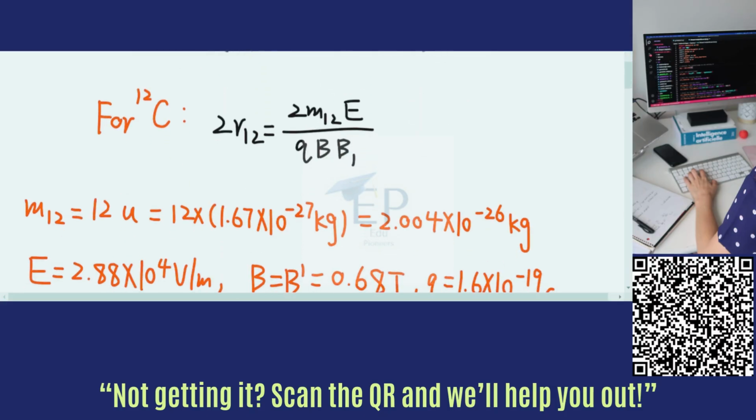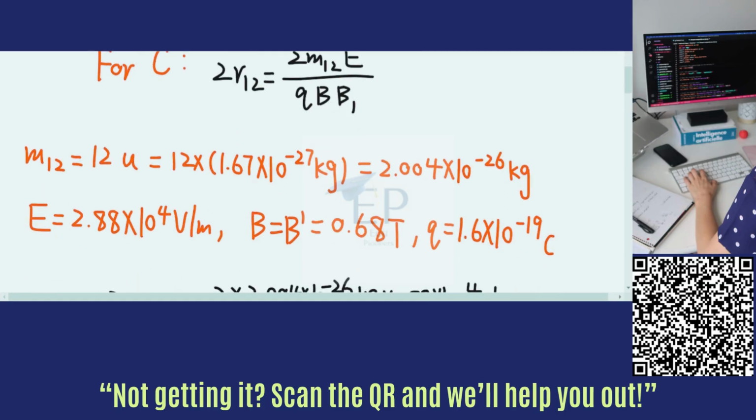So the mass for the carbon-12 isotope is 12U. U is the atomic mass unit, which is approximately equal to 1.67 times 10 to the power of negative 27 kilograms. And if we do some calculation here, eventually you have the mass for the carbon-12 isotope is about 2.004 times 10 to the power of negative 26 kilograms.